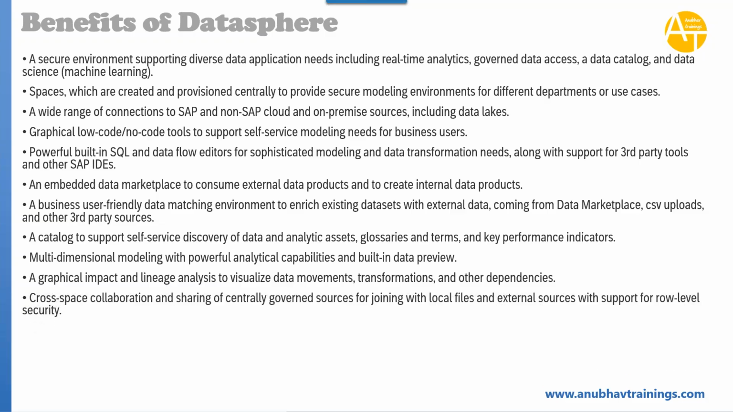Cross space collaboration and sharing: centrally governed sources for joining with local files and external sources, with support of row level security. Suppose you have data of your sales organization. It's org data. At many instances, I would like to reuse this org data to do joins with other data sets. So in that case, I can keep this data in one space and share it outside my space with a scope. Let's say only show sales organization related to EMEA. So I could do that.